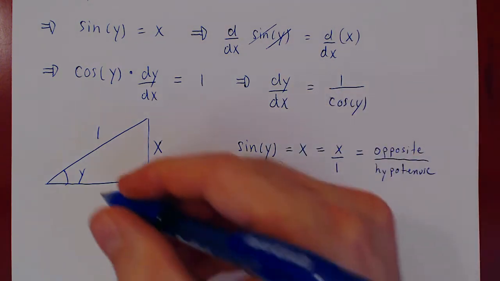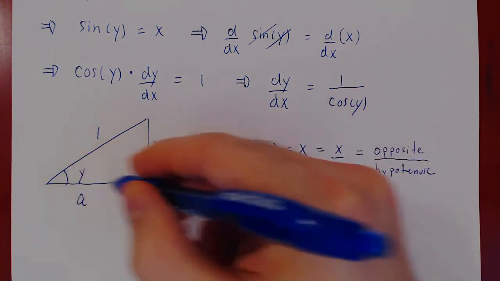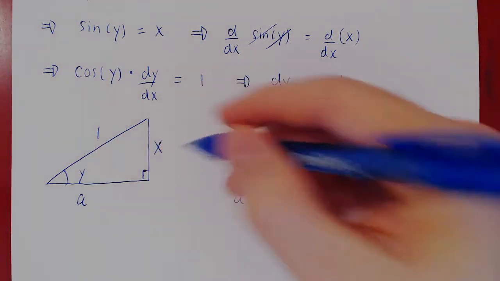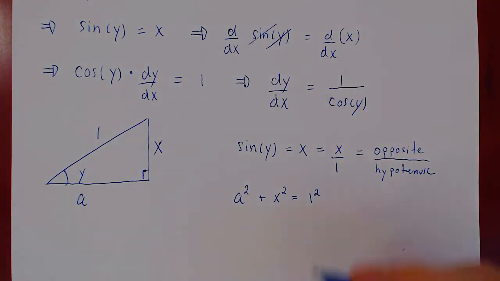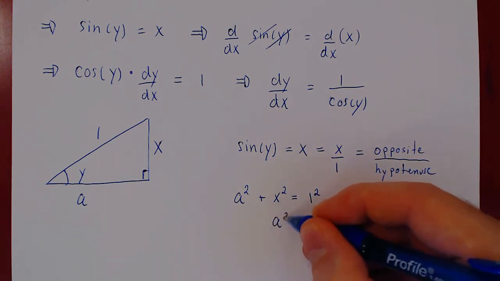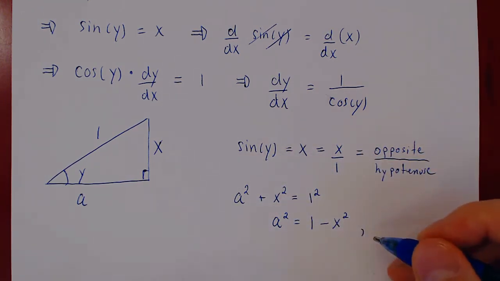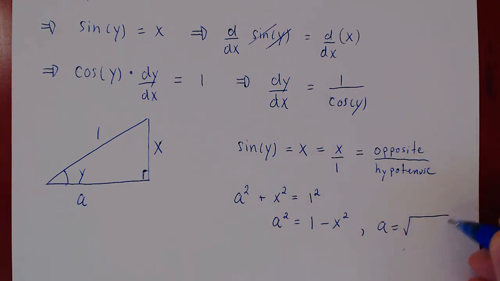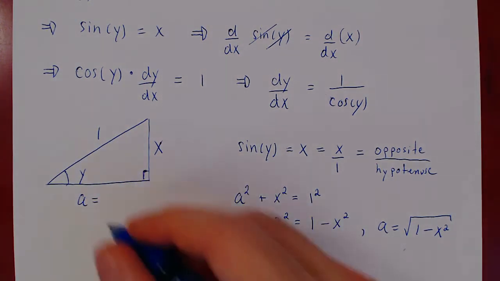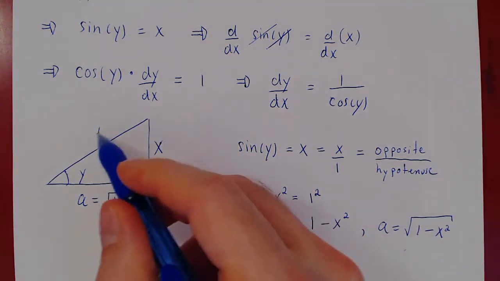If we call this side, say, a, we know by Pythagoras' theorem that a squared, the base squared, plus the height squared is equal to the hypotenuse squared. And now we can solve for a. Subtract x squared from both sides, so a squared is equal to 1, 1 squared is 1, minus x squared. Solving for a, which is positive here, a will be simply the square root of 1 minus x squared. And now we have a complete right triangle. The base is the root of 1 minus x squared, the height is x, and the hypotenuse is 1.